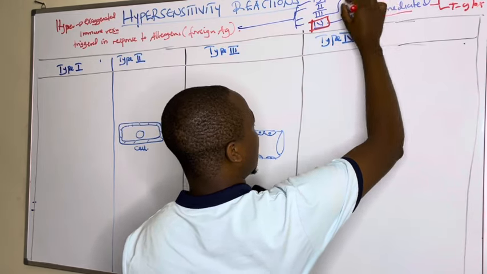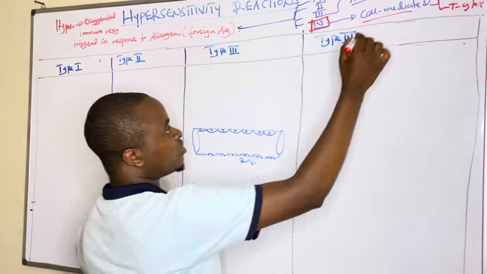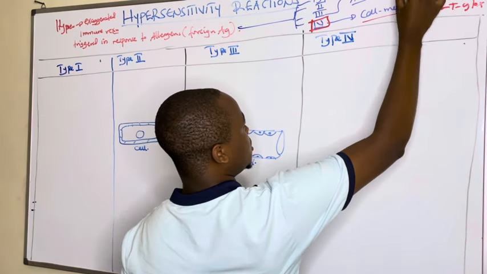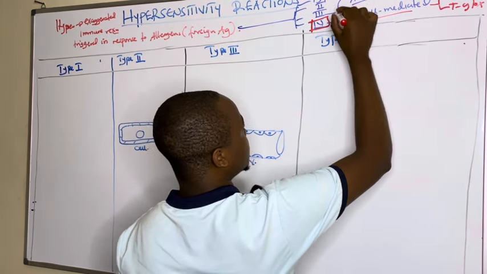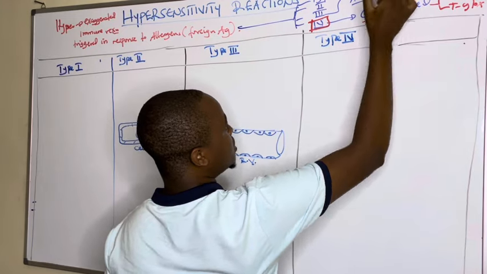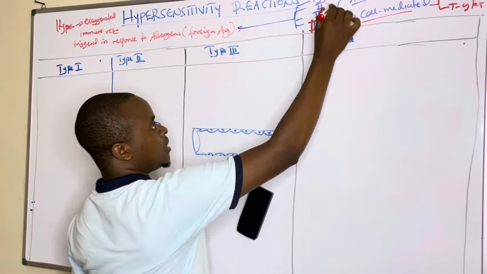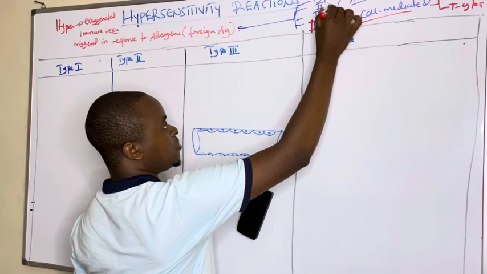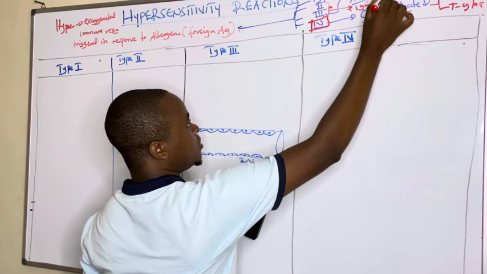Whereas for the antibodies involved, majorly we see IgE for type 1. So type 1 will be having IgE, whereas type 2 and type 3 involve IgG and IgM.